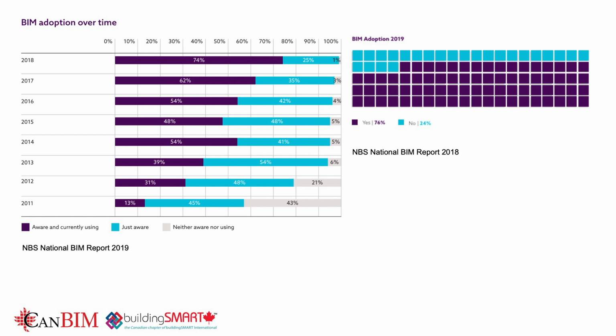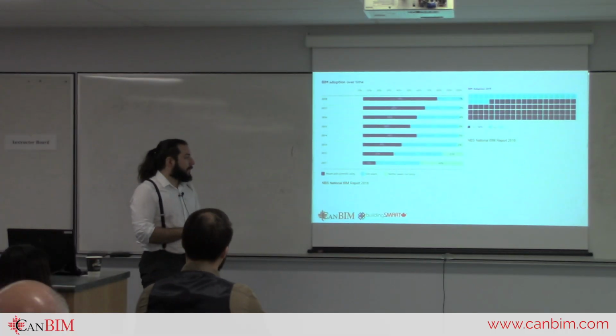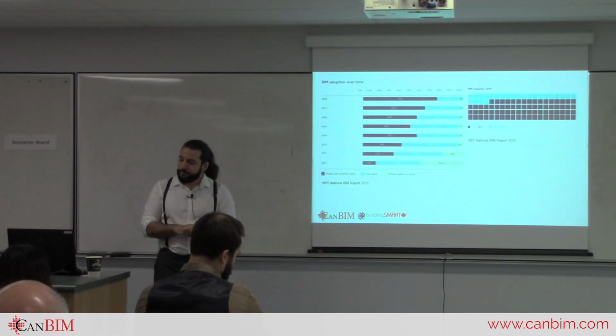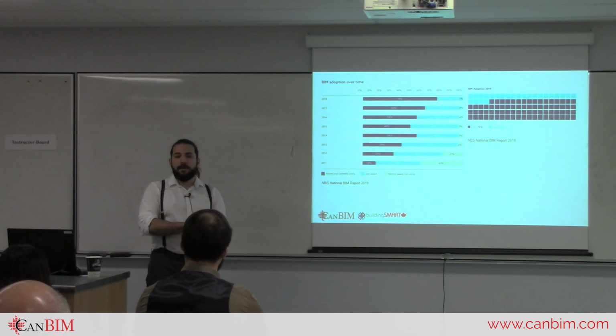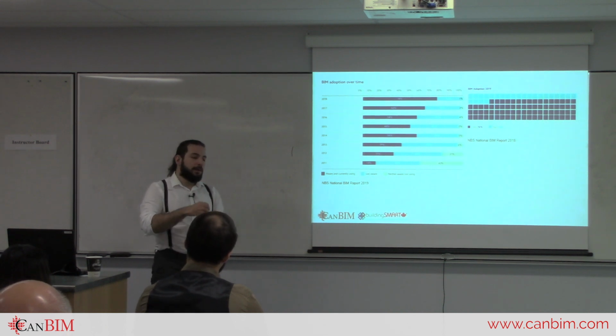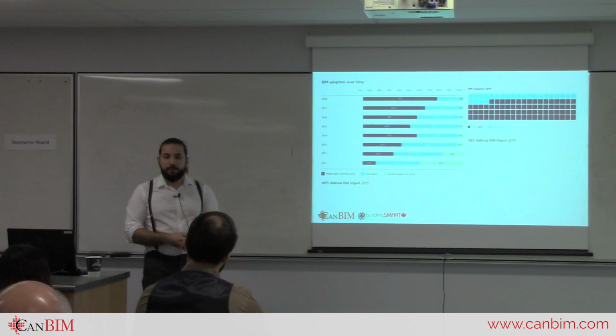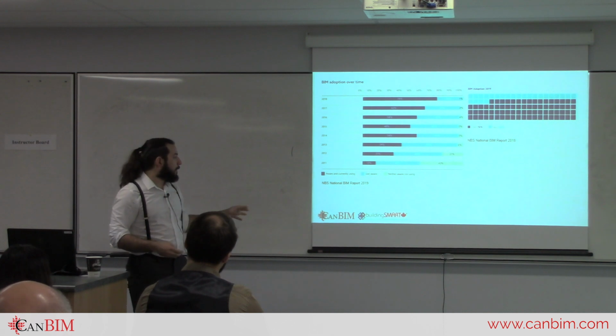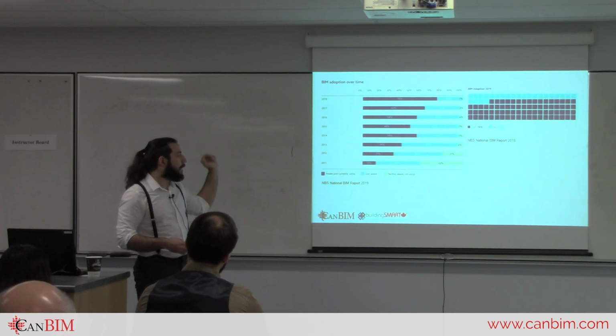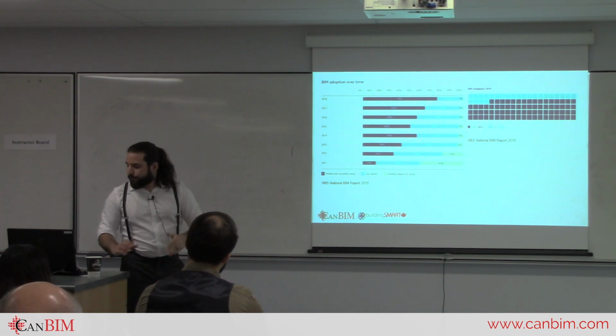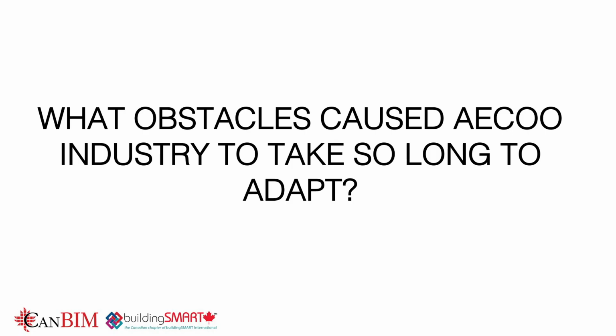I think it's going to be a bit slower maybe moving forward. But we see this taking, so basically we see BIM becoming the norm and really being used by more people only starting 2011 and after, basically. So the question is, what obstacles caused us to take so long to adapt?